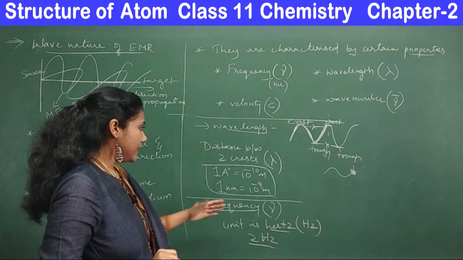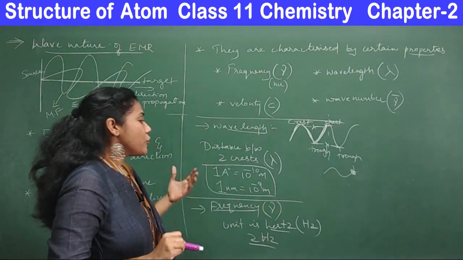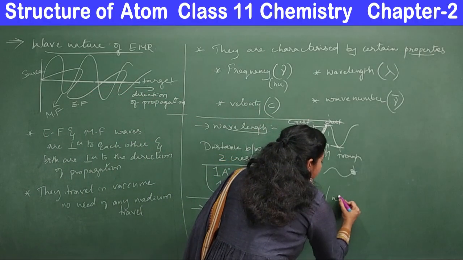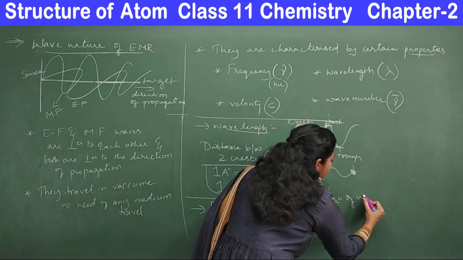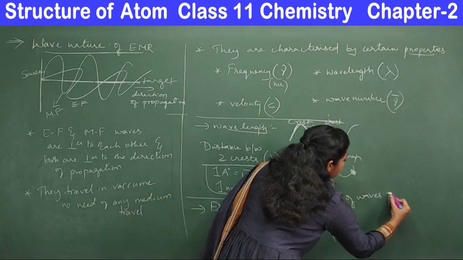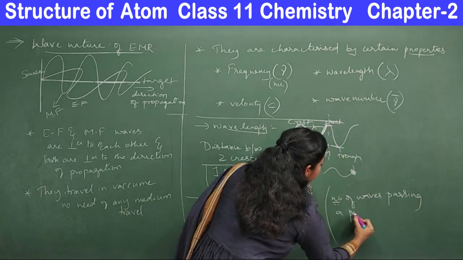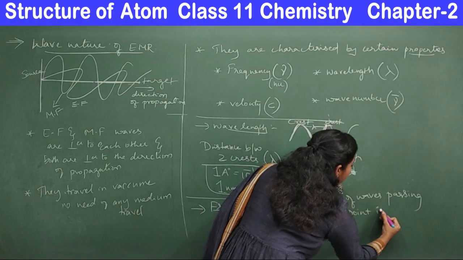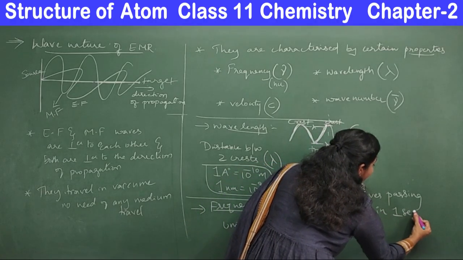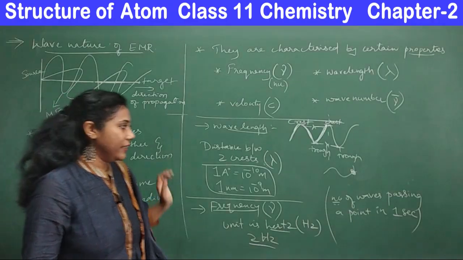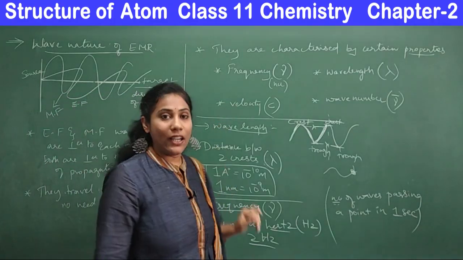Okay, so that's the meaning of frequency. If I have to write its definition, I can write it this way: it is the number of waves passing a point in 1 second. Okay, fine. And now let us talk about velocity.